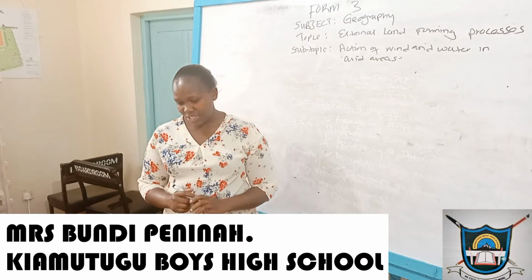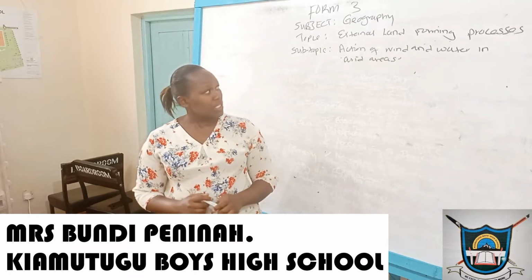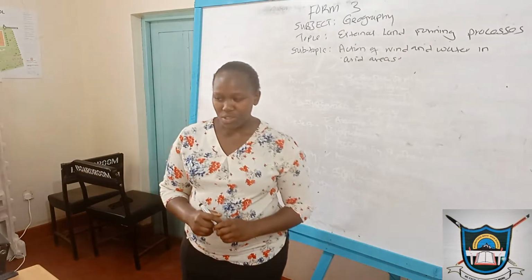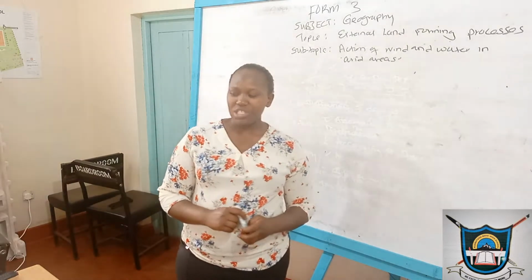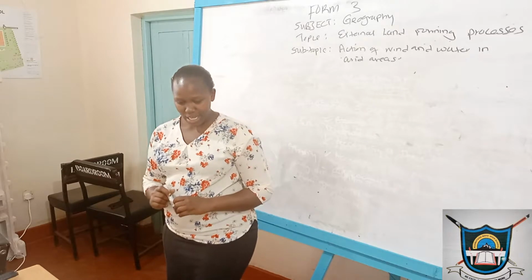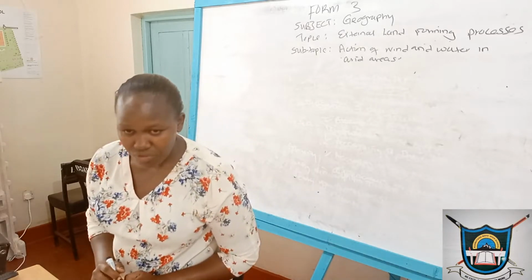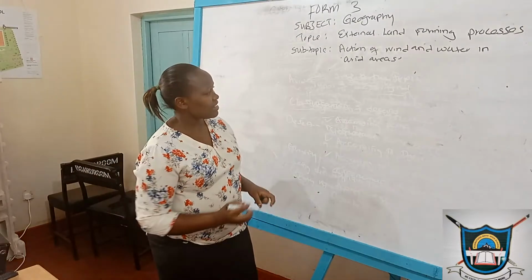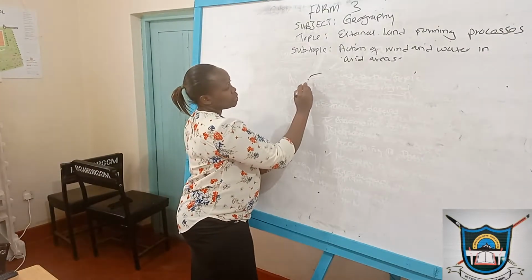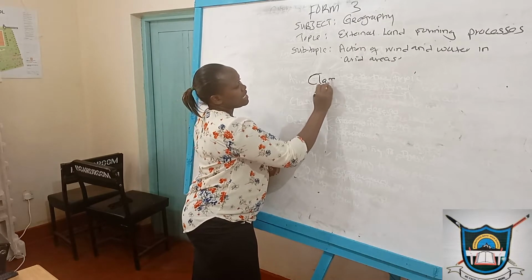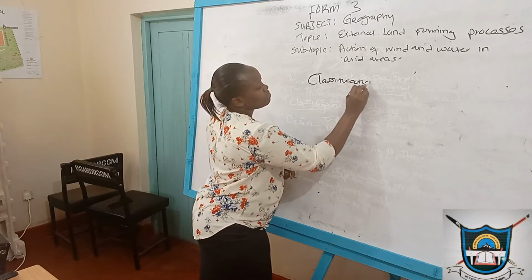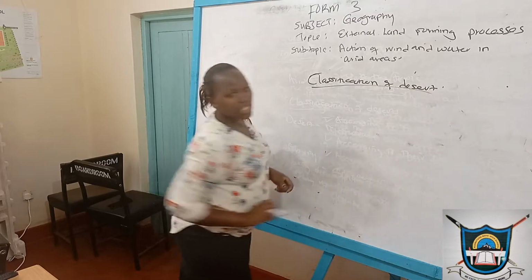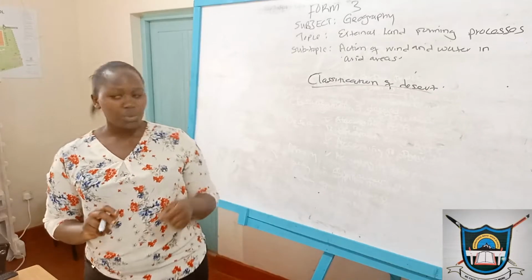In our previous lesson, we were still looking at the topic external and forming processes, and the subtopic was action of wind and water in arid areas. We stopped at classification of deserts. We said that deserts are classified into two. Classification of deserts, that is where we stopped in our last lesson.